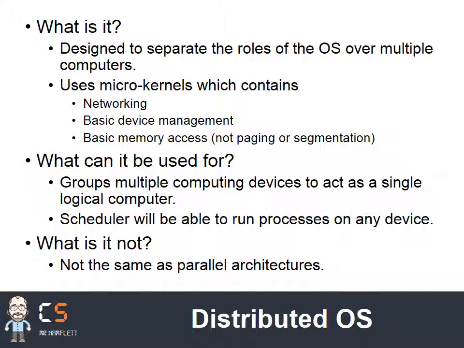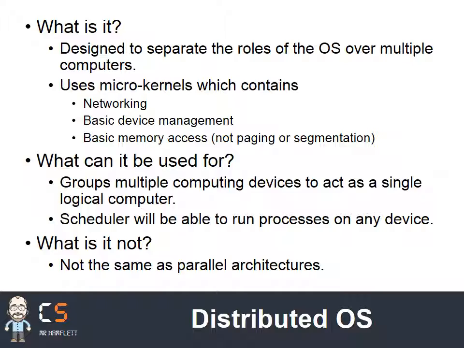So a distributed operating system is where we have lots of different computers all connected together via a network. Each of those computers will then have a very simple operating system or kernel, called a microkernel. And that microkernel will allow us to network, it will allow basic device management, so keyboard, mouse kind of stuff, and it will also allow basic memory access, so it can access the memory of that computer. Then all the other services of the operating system are spread across the different computers, and it also allows us to spread processes across all the different computers. So it will effectively allow us to run things in parallel.